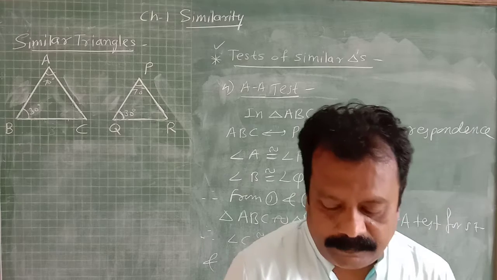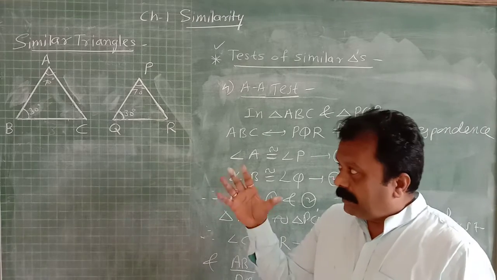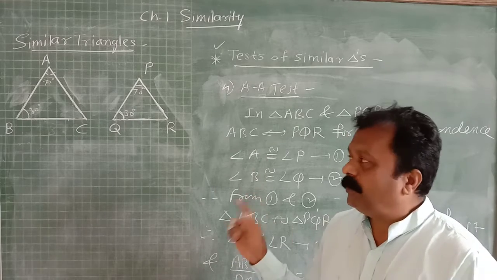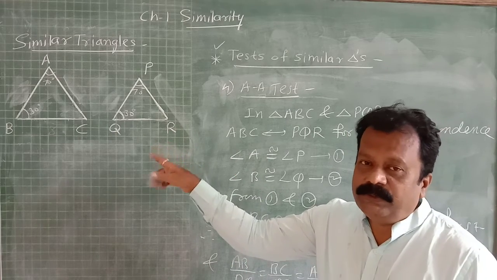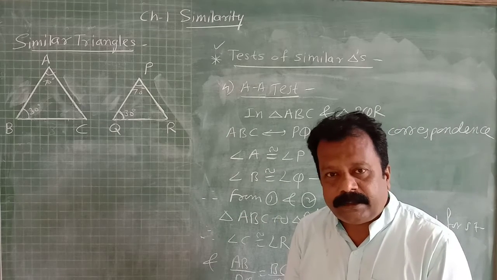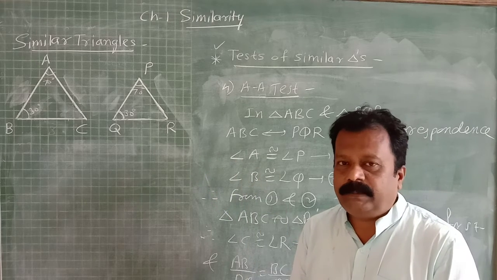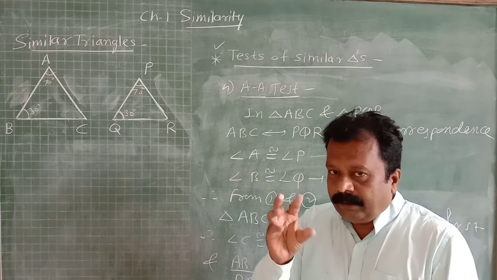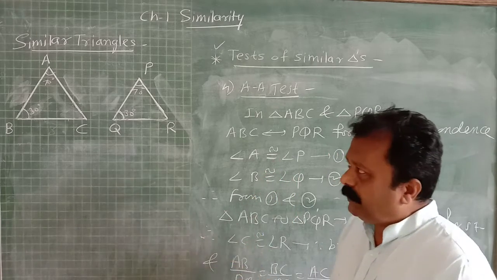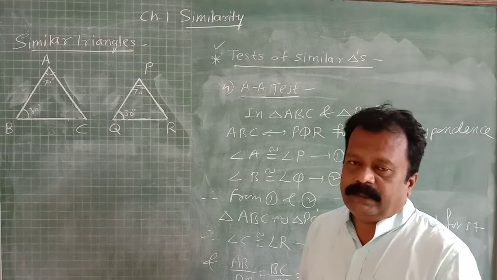See, first we must know the correspondence between the vertices of two triangles. How to write it in 6 ways? Out of that, one way you have to use. Now, two triangles are similar to each other when 6 conditions are satisfied, but out of that, necessary and sufficient conditions are only 3. That you have to take. Then we can show, according to the test, that these two triangles are similar.